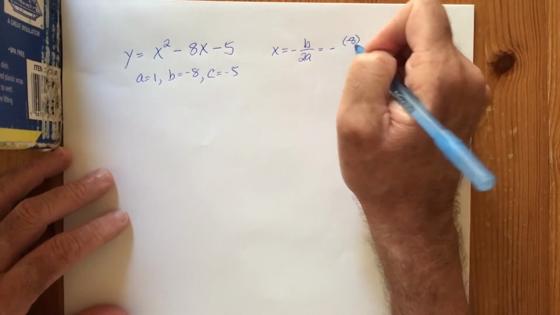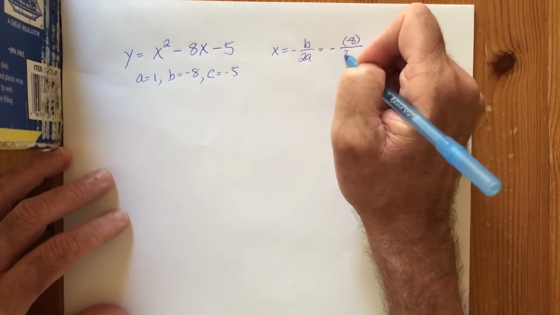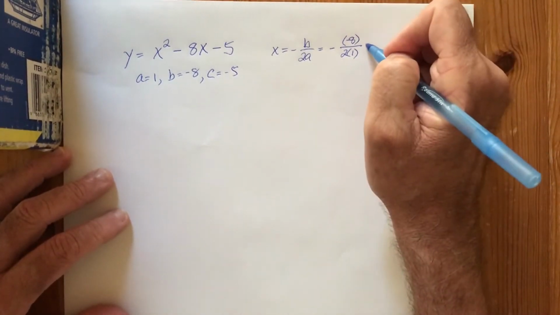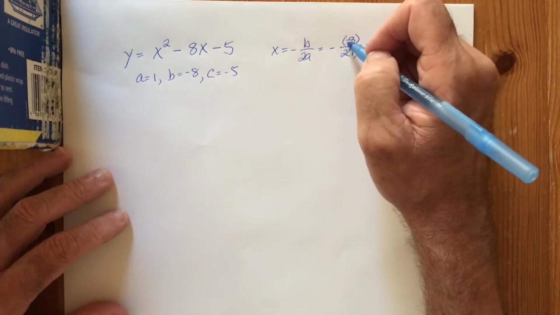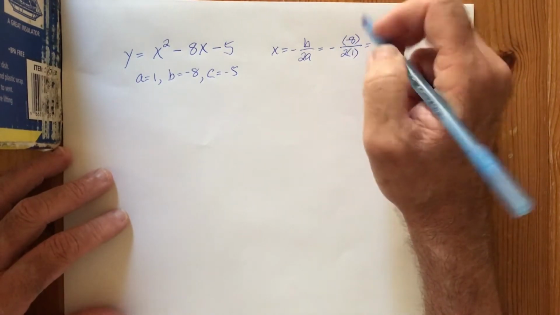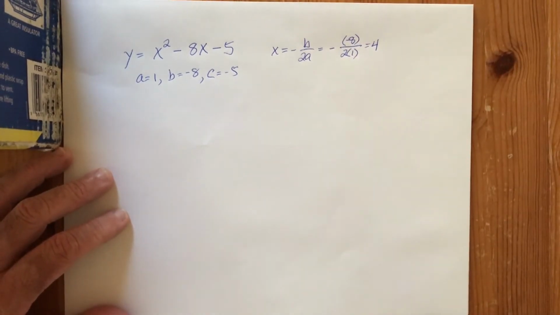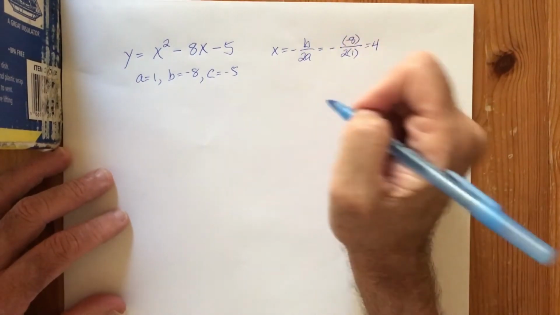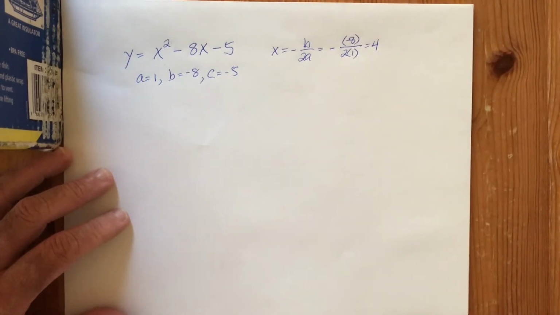In the numerator we have negative 8, and in the denominator we have 2 times 1. And we multiply those out, and the negative signs cancel, and we get 4. So that means that the x-coordinate of the vertex is 4.